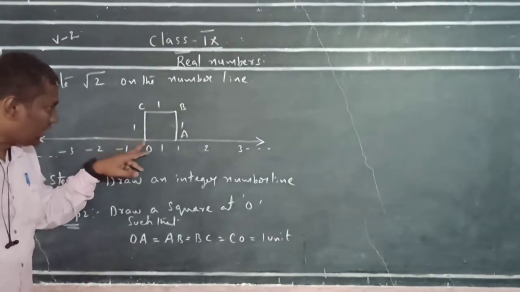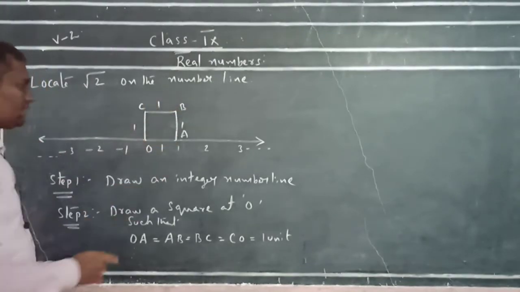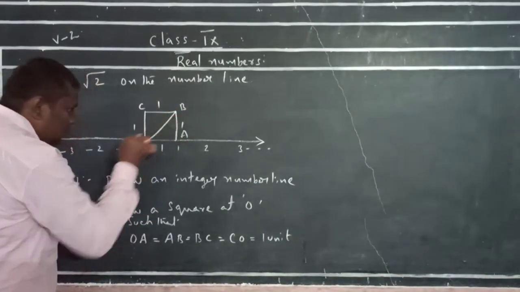Okay, so first step is to consider that this is a number line. Next one is draw a square at O. A square means all sides are equal. That's why we take 1 unit. This is the diagonal.